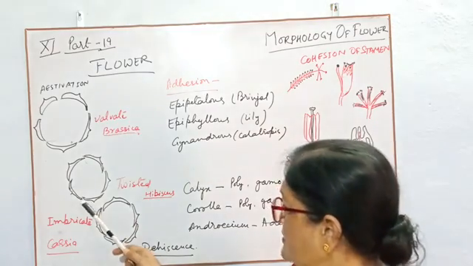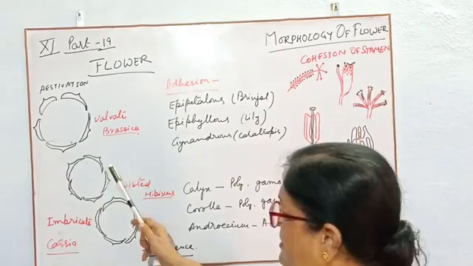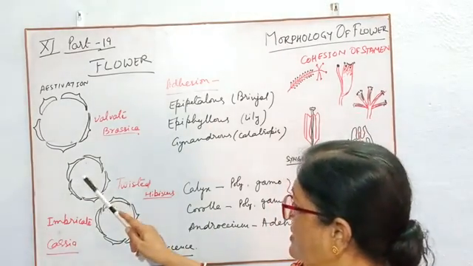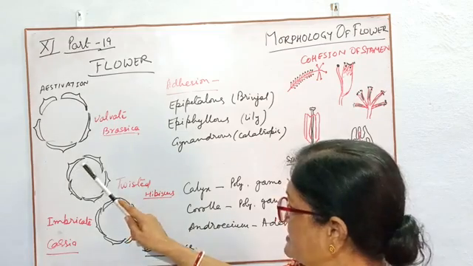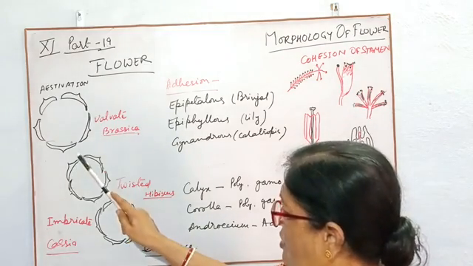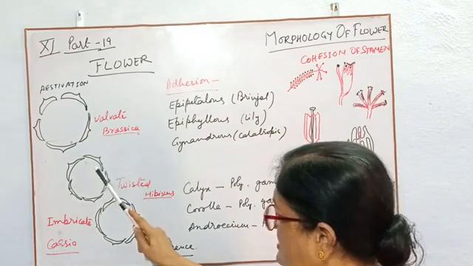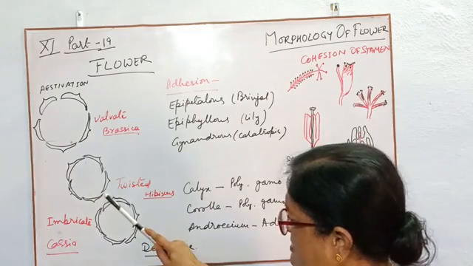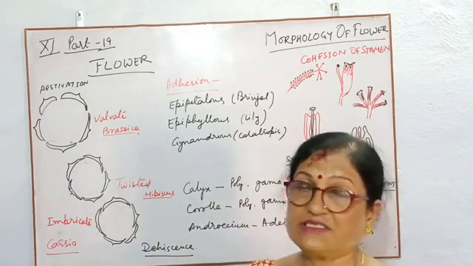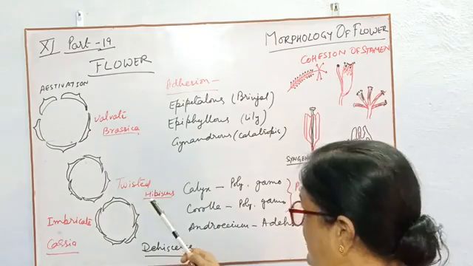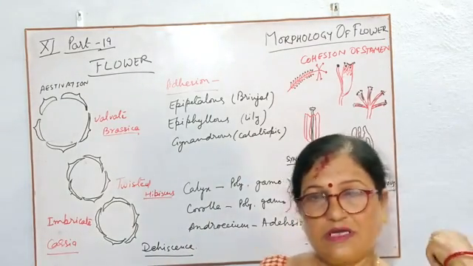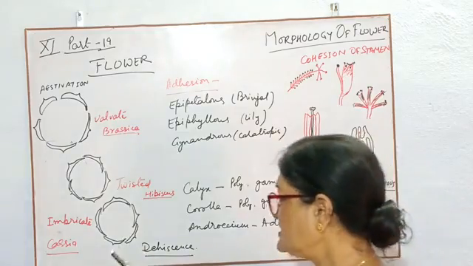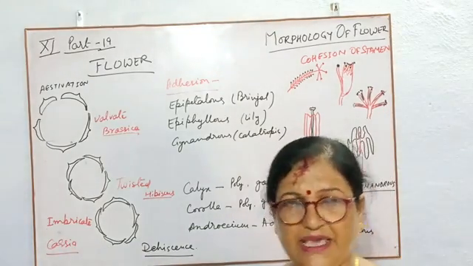See here, these are either sepal or petal, whatever you can say. Here one margin is outside, one margin is inside. Here one margin is outside, one margin is inside. Here one margin is outside, here one margin is inside. The example is hibiscus. Now children, the next type is called imbricate.